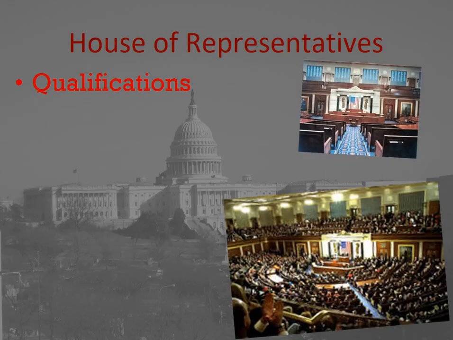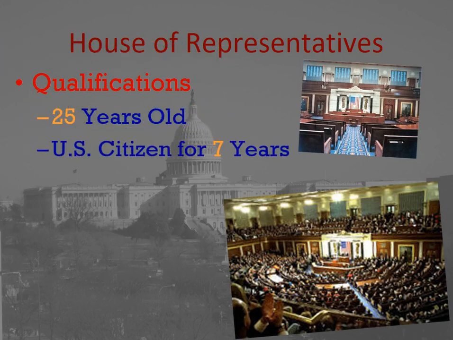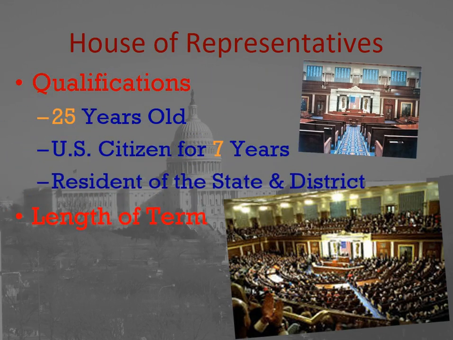To be a member of the House of Representatives, you must be at least 25 years old, you must have been a United States citizen for at least 7 years, and you have to live in the current state and district for which you're running. So if you live in Michigan, you can't run for a district in Ohio. Not that you would want to, but you couldn't even if you did. Generally speaking, a member of the House of Representatives will serve for 2 years, and then they'll face re-election every 2 years.